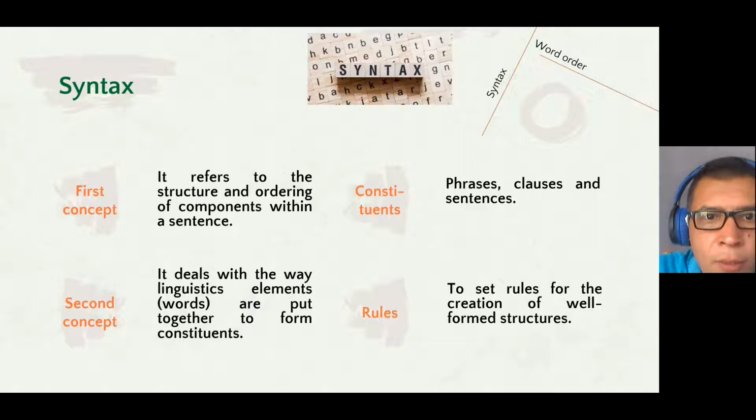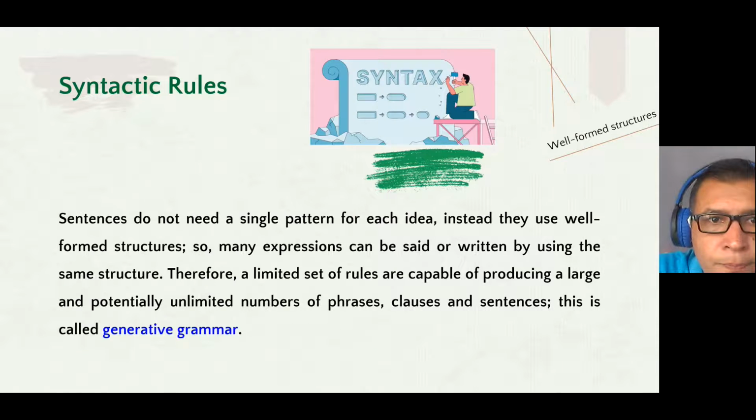What are these? Well, constituents are phrases, clauses, and sentences. Once again, constituents are phrases, clauses, and sentences. So in order to build up these phrases or constituents, we need rules. That's why syntax helps us to set rules for the creation of well-formed structures. In order to have these structures, we need syntactic rules.